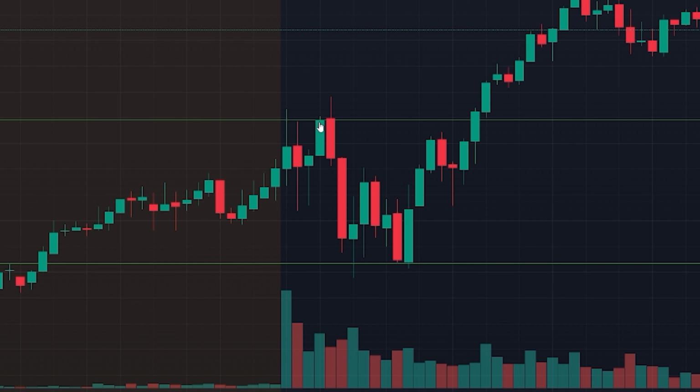Then this is setting up my perfect setup. We have our first rejection point. We have our confirmation close here. Now all we're waiting for is continuation. The second that this 5-minute candle surpasses the previous low of the first rejection candle, that's my entry.